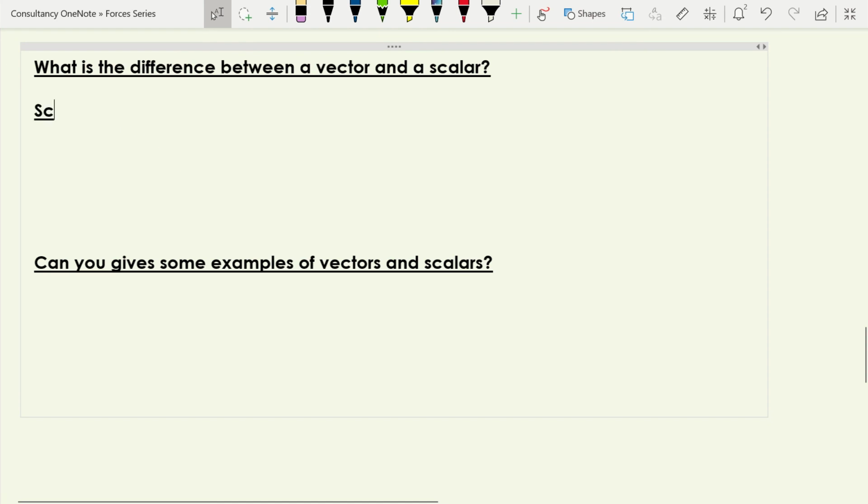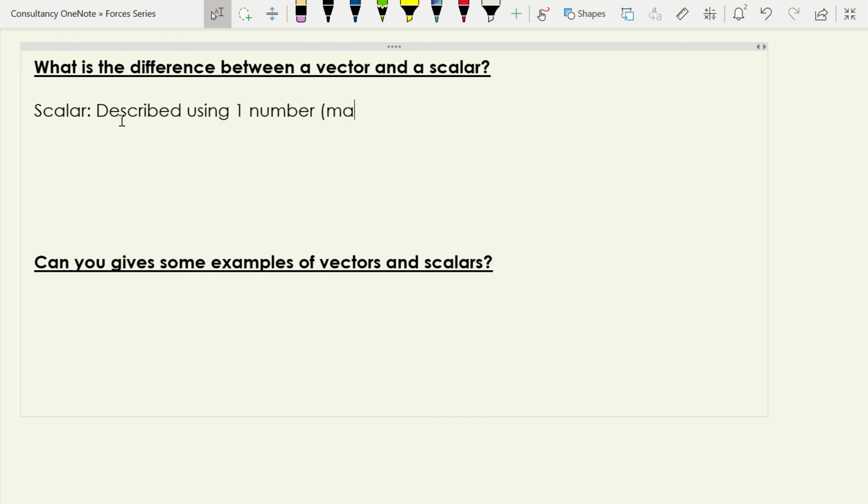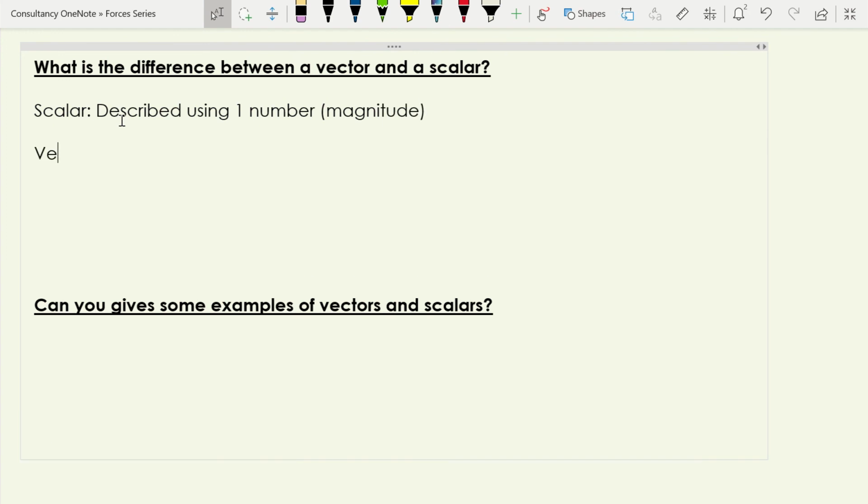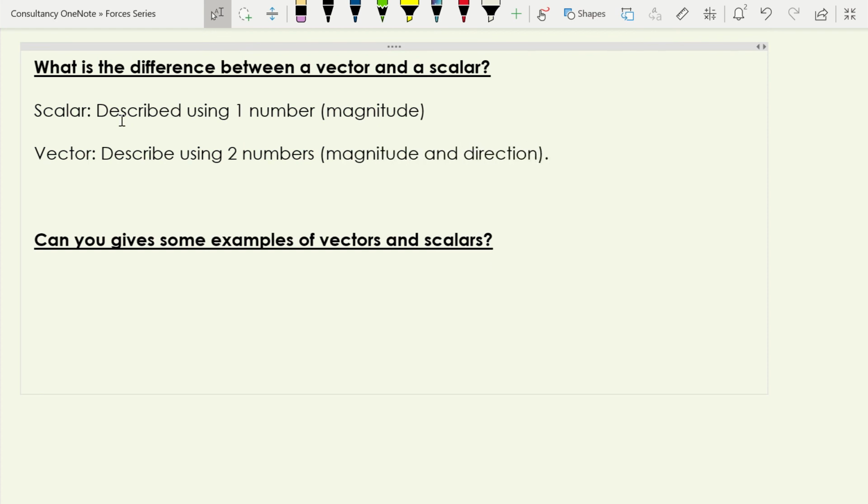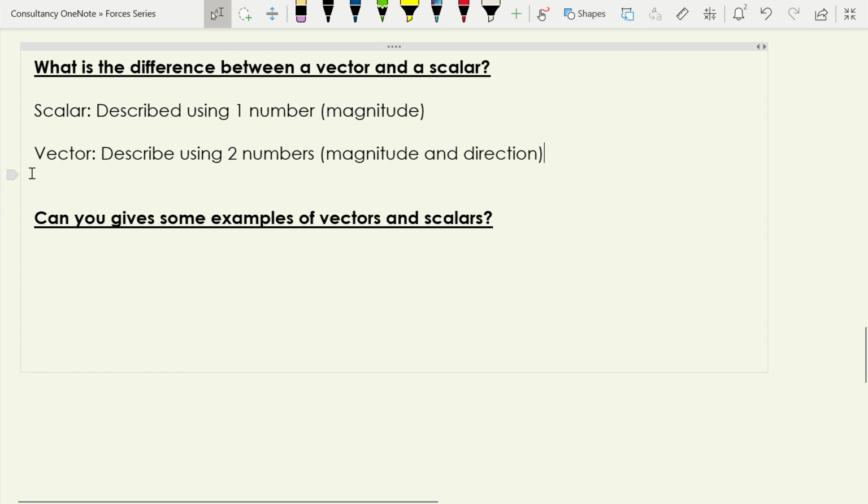Okay, so in terms of a scalar, let's get rid of bold. A scalar is described using one number, which we call the magnitude. Whereas a vector is described using two numbers, magnitude and direction. Yeah, so that's our fundamental difference between those two things.